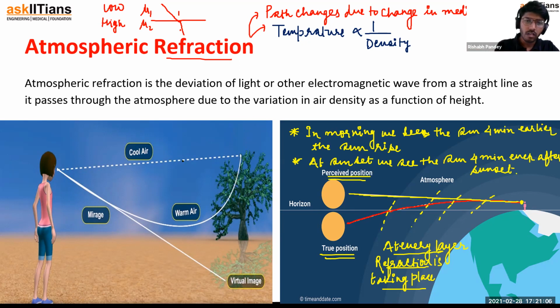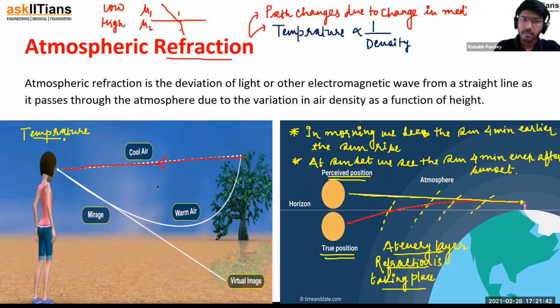Similarly, as you can see over here, here we are talking about the concept of atmospheric refraction due to temperature. Due to change in temperature, we are talking about this, as you can see. Here it's the cold air, here it's the warm air. Here is an object. Now this ray of light was supposed to travel straight, correct? This is a ray of light and it was supposed to travel all the way like this. But it did not. Why?